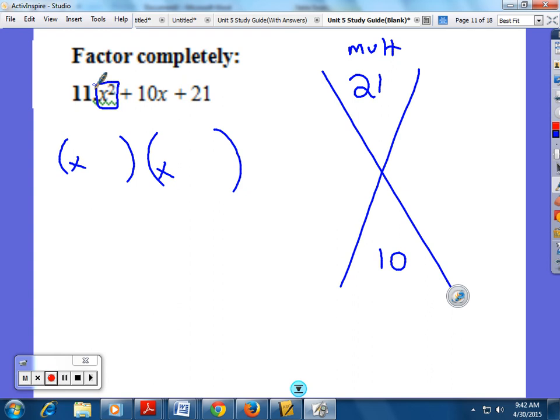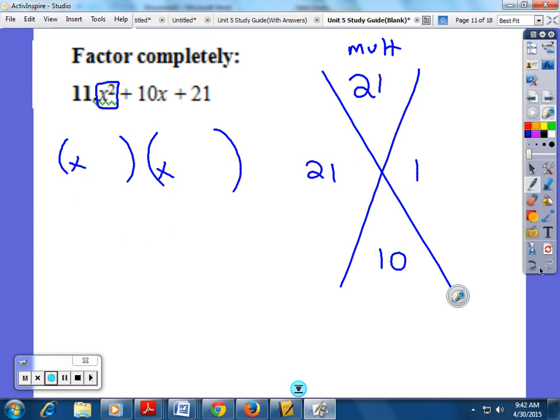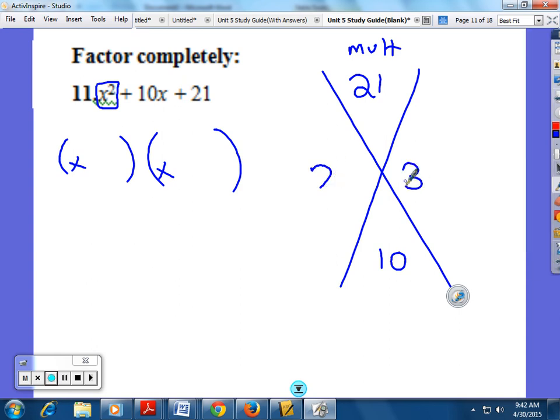And 2 numbers that multiply to equal 21. Let's see, 21 times 1 equals 21. But does that add to equal 10? No. So I can't use that. So I try 2 other numbers. 7 times 3 is 21. Is 7 plus 3 10? Yes, it is. So I know those are my 2 numbers. Plus 3 and plus 7.